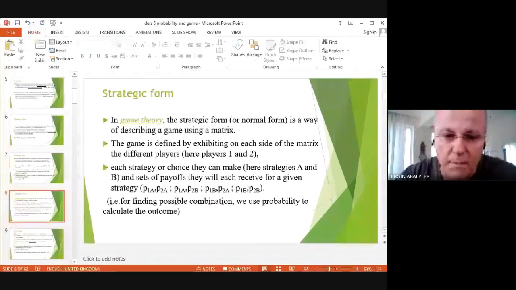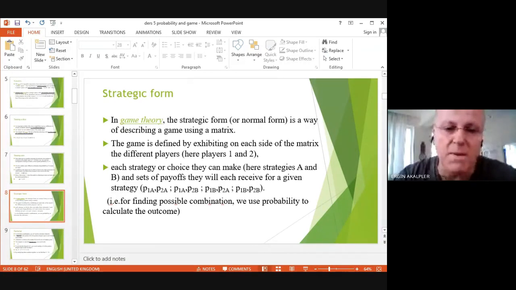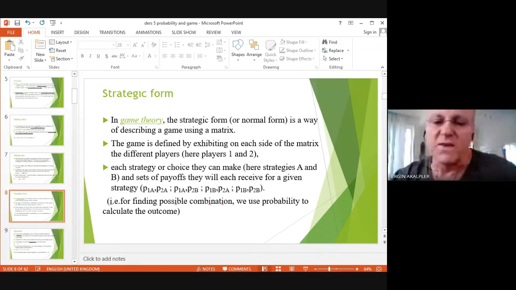And in this direction, in game theory, the strategic form or normal form is a way of describing a game using a matrix. We use either a game tree or a matrix for estimating the payoff, for being able to determine the best possible outcome of a given scenario, because life is a game and you have to learn to determine the best possible option among the options that are given to you in your life.